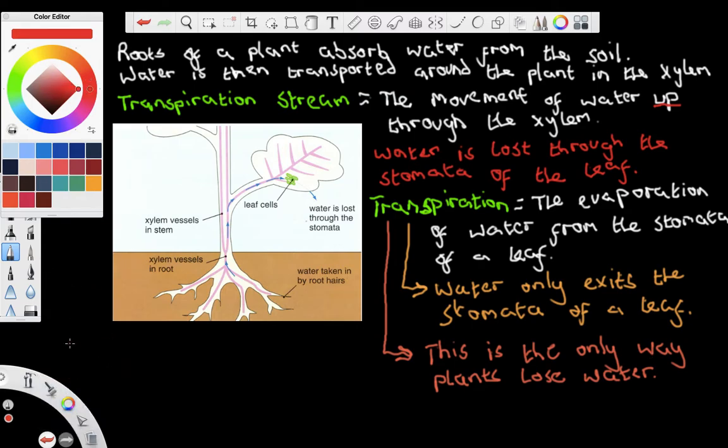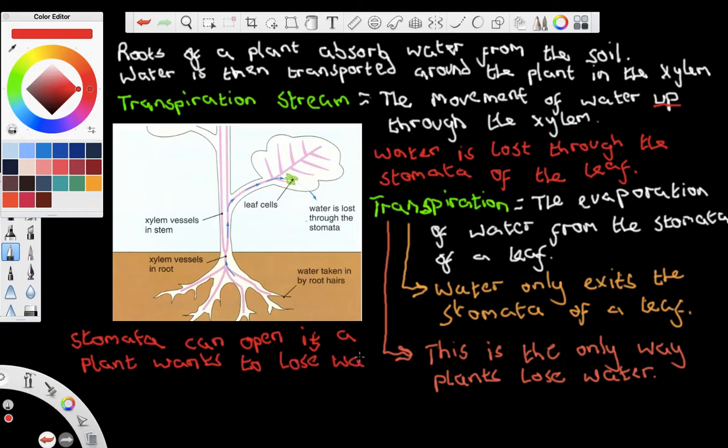So we can add in red that stomata can open if a plant wants to lose water, and I've put it in red because it's important, or close if it wants to save water.